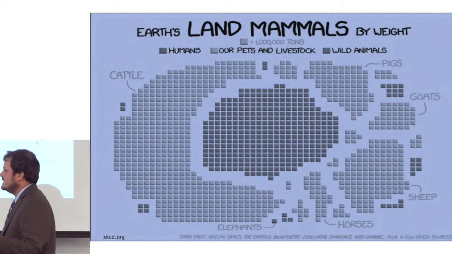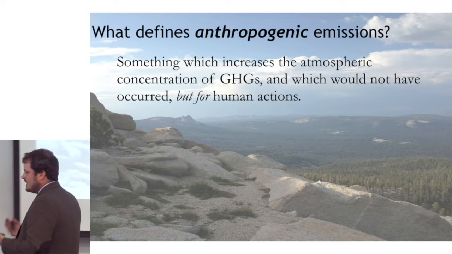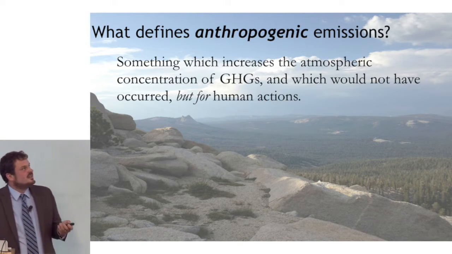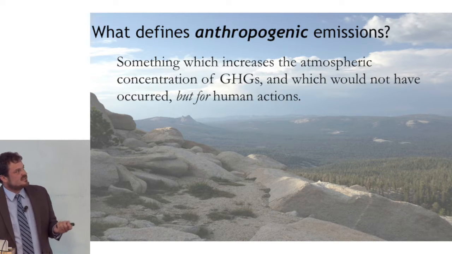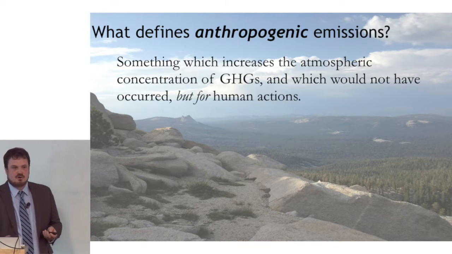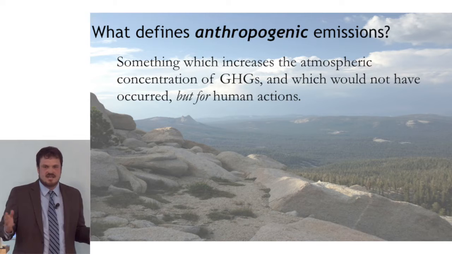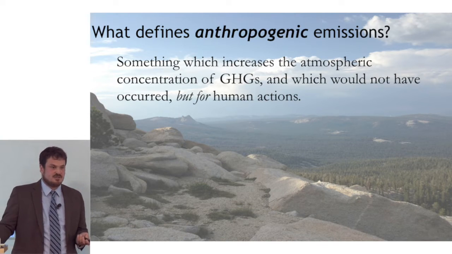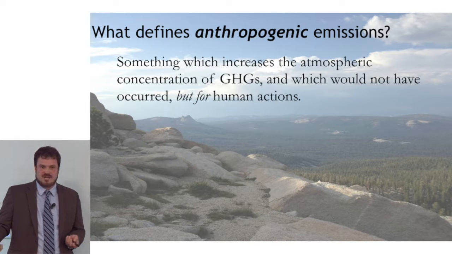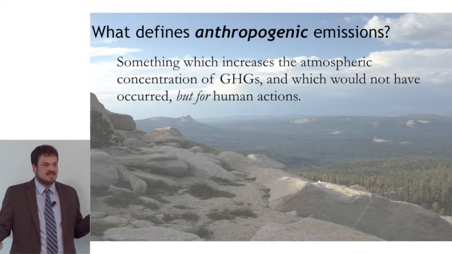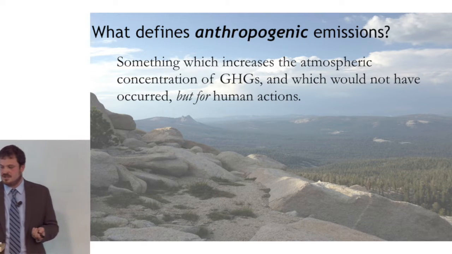So in seeking to define what constitutes anthropogenic greenhouse gas emissions, it's something which increases the atmospheric concentration of greenhouse gases and which would not have occurred but for human activities, right? And so already here you can see that this technical, scientific question, let's just define what anthropogenic greenhouse gas emissions are, has an element in which we have to develop rules, metrics, norms, that people have to make a decision about what assumptions we should be using here.